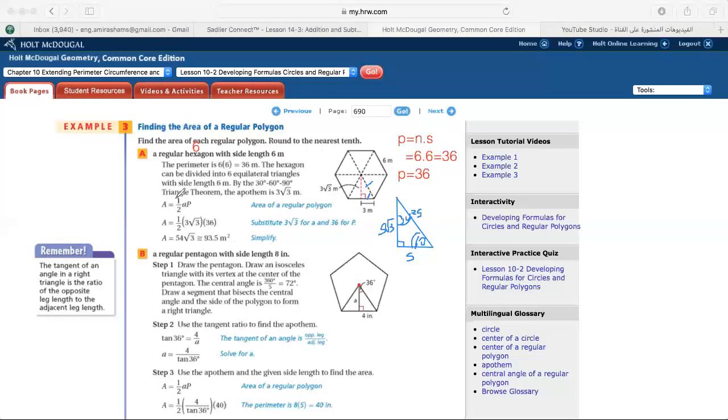So here I got P and I got A. So half of 3 root 3 multiplied by 36 is equal to 54 root 3, approximately equal to 93.5 meters squared.